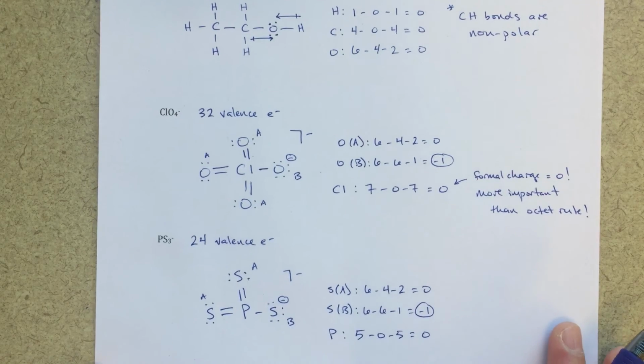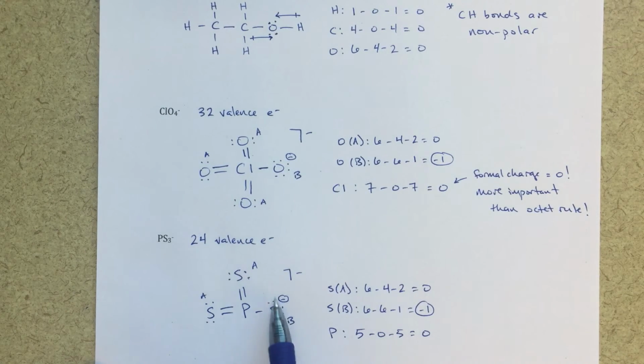One last thing I do want to mention here, really we have a choice. We could imagine taking these electrons here and making another double bond with phosphorus, having 3 double bonds, phosphorus to sulfur. All of the sulfurs would then have a neutral formal charge, and then the phosphorus would be the one that's left with a minus 1 formal charge.